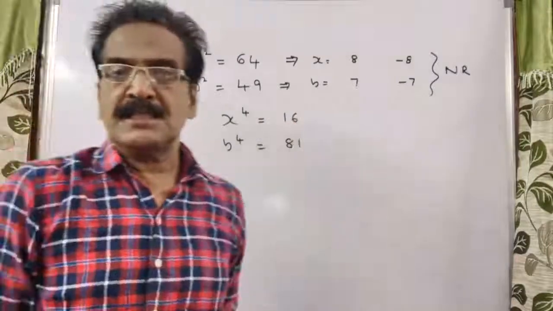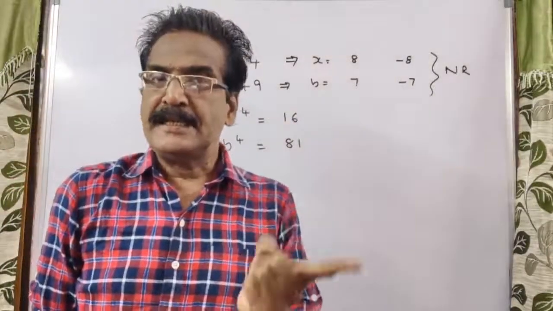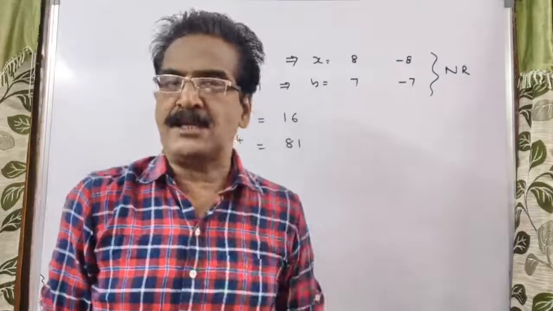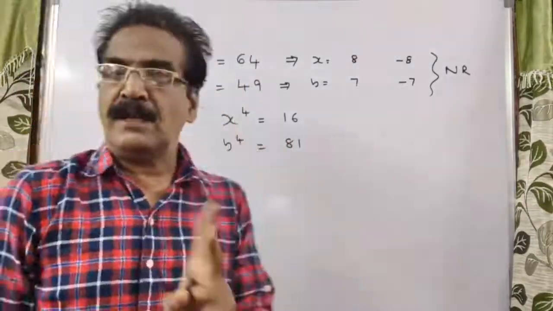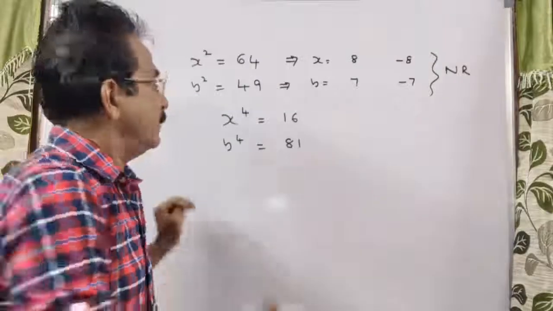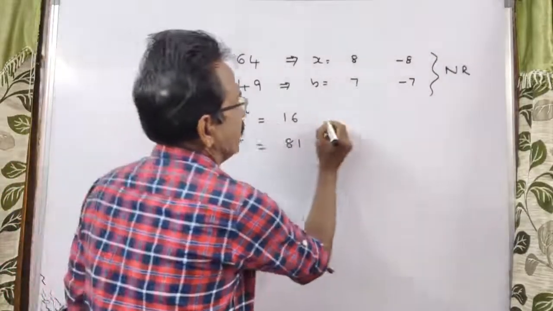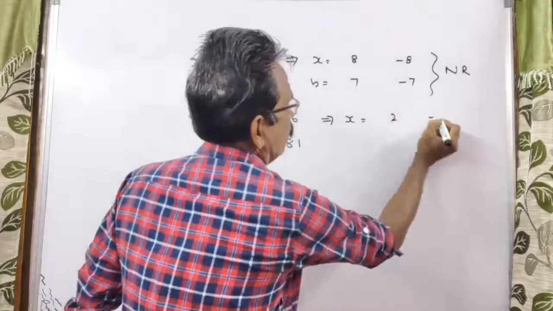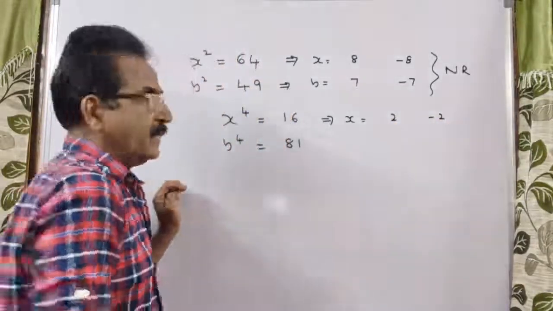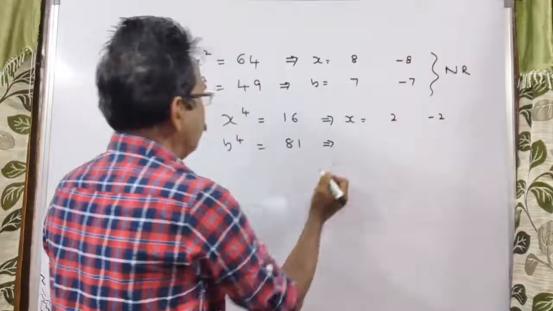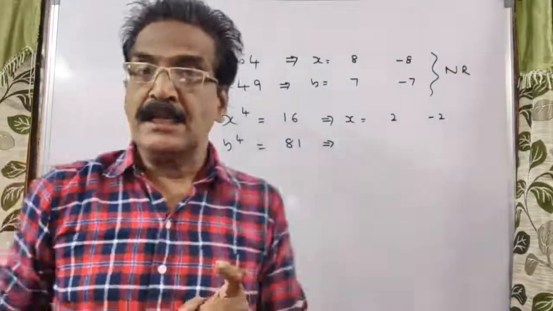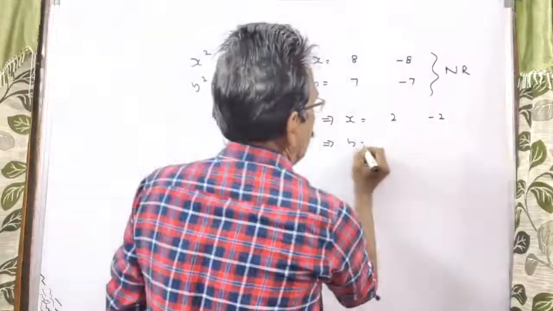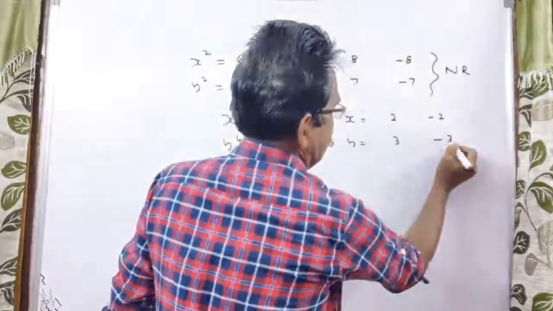X power 4 is equal to 16 implies x is equal to plus or minus 2. Don't consider only the plus value. For even powers you will get two values, plus or minus. In the same way, y power 4 is equal to 81 implies y is equal to plus or minus 3.